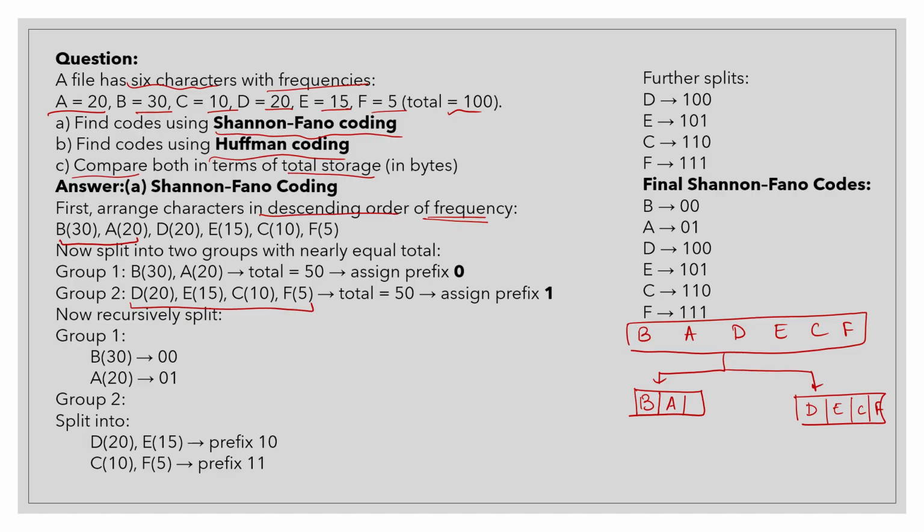Here we have to compute the probabilities also. So 20 by 100, 30 by 100. So this will be 0.3, 0.2, 0.1, 0.2, then 15 by 100. Then similarly we'll compute the probabilities and then we'll continuously divide, like B, then A.